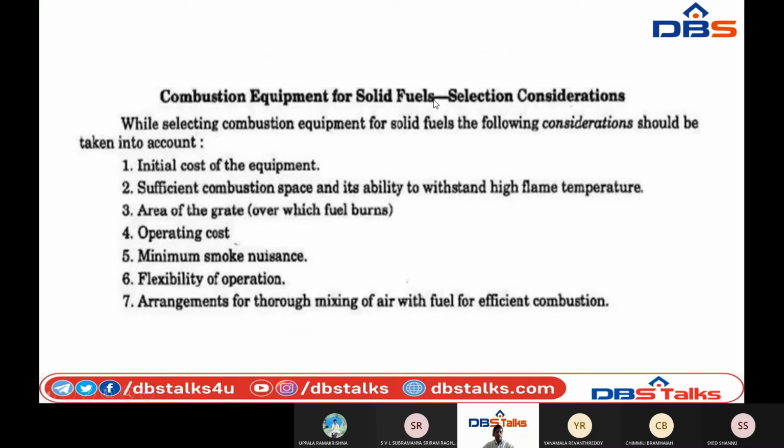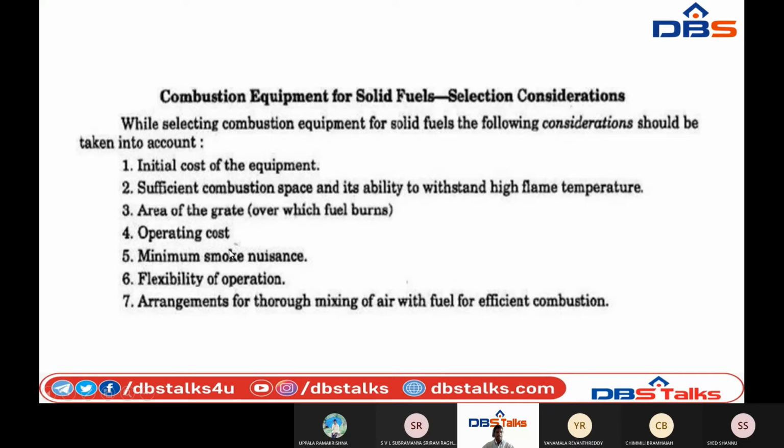Combustion equipment for solid fuels. Selection considerations. First of all, the combustion equipment can be selected by using the following considerations. Initial cost of the equipment. Okay, initial cost or initial investment is comparatively low. By selecting good combustion equipment, sufficient combustion space is required to withstand high flame temperatures. Okay, space is required for good combustion. Area of the grate is very high. Why? Because here we are using overfeed stokers or underfeed stokers.